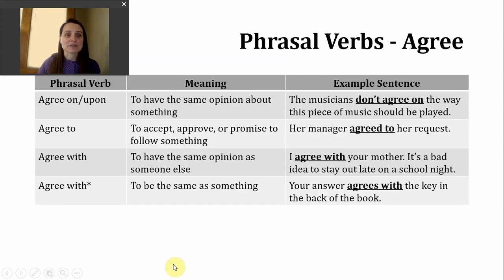Let's look at some phrasal verbs next. The first phrasal verb you might hear with the verb agree is agree on or agree upon. Both of these have the same meaning, which is to have the same opinion about something. So it's very similar to that first definition we looked at. Here's an example sentence. The musicians don't agree on the way this piece of music should be played.